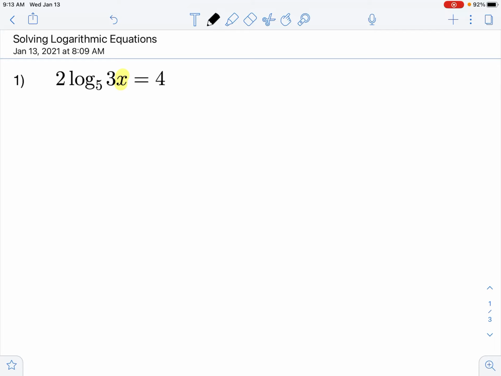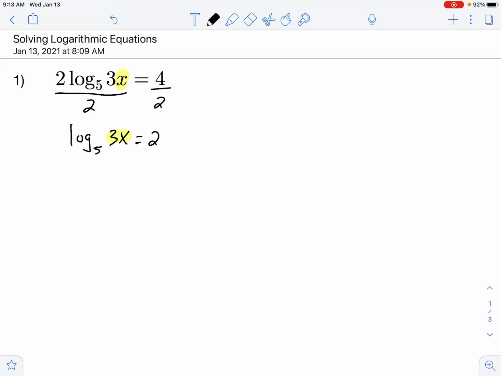Well, the first thing that I can do, because I have this multiplication here with the 2, is I can go ahead and divide both sides by 2. So that would give me log base 5 of 3x is equal to 2. Now, how can I get this by itself? At least get rid of the log to base 5 in order to continue on and get that x by itself.